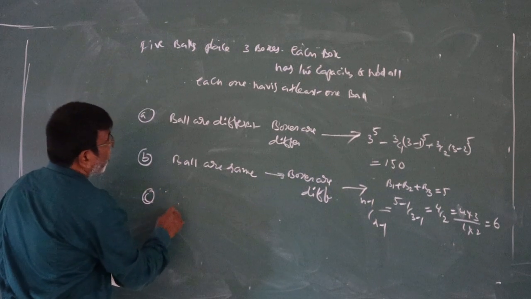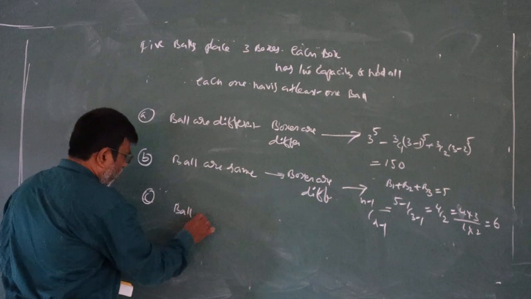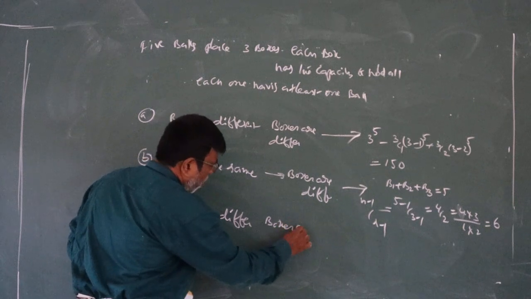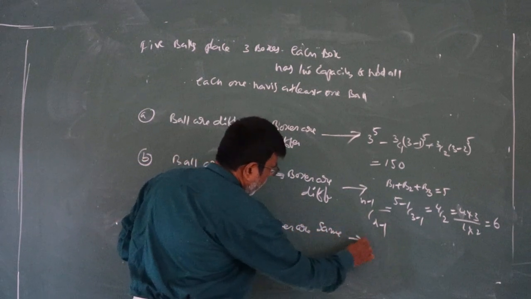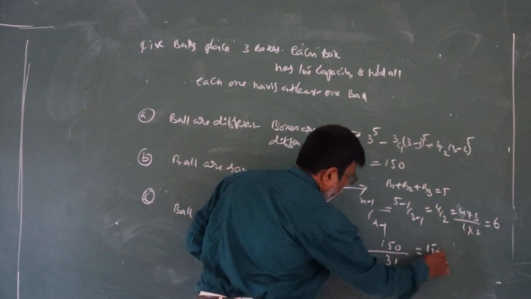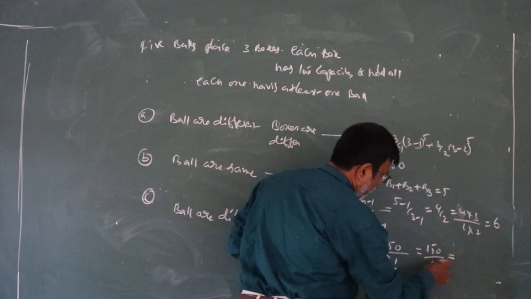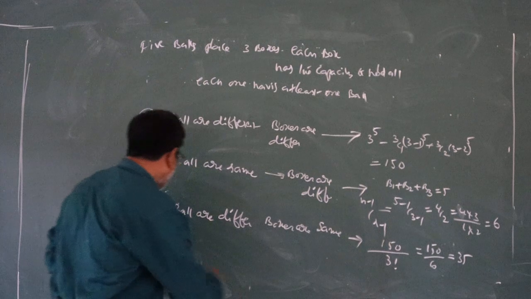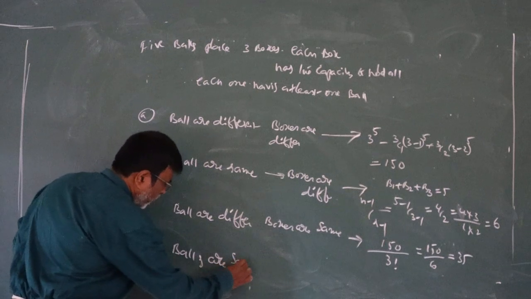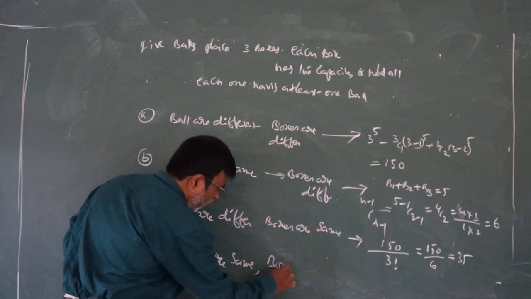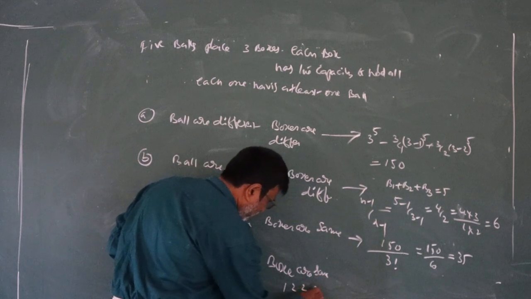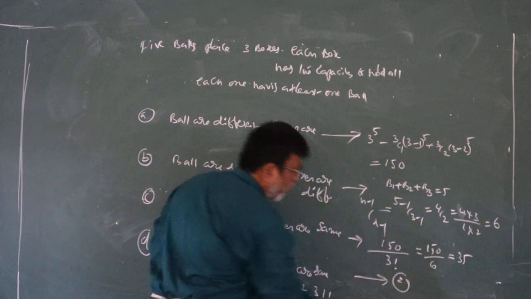The third one is balls are different and boxes are same. So this is total onto functions 150 divided by 3 factorial, which is 6. It is nothing but 25. The last one is all balls are same and boxes are same. So there are only 2 possibilities: 1, 2, 2 possibility and 3, 1, 1 possibility. Only 2 possibilities are there.